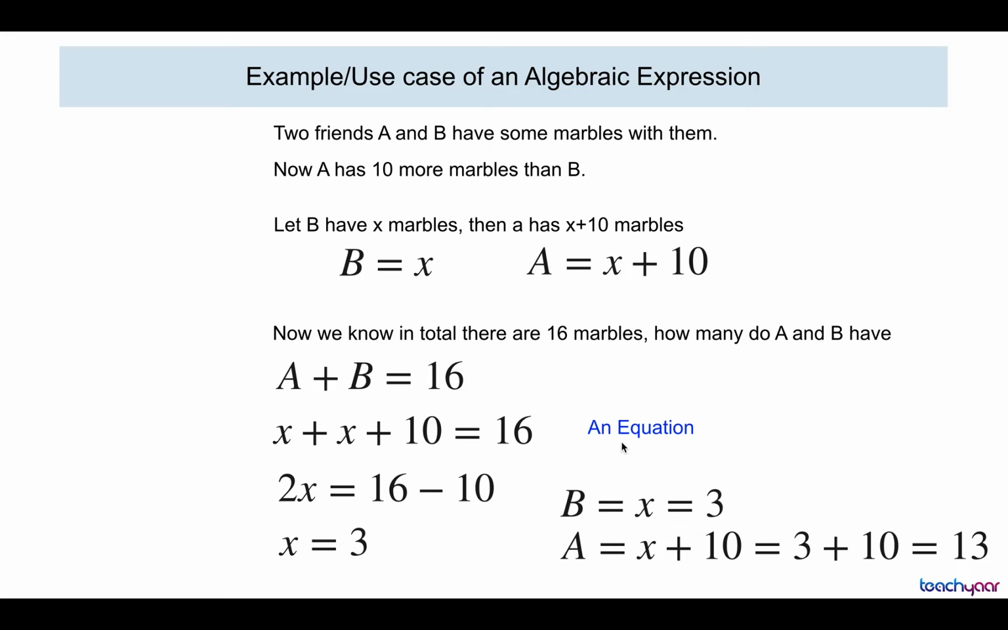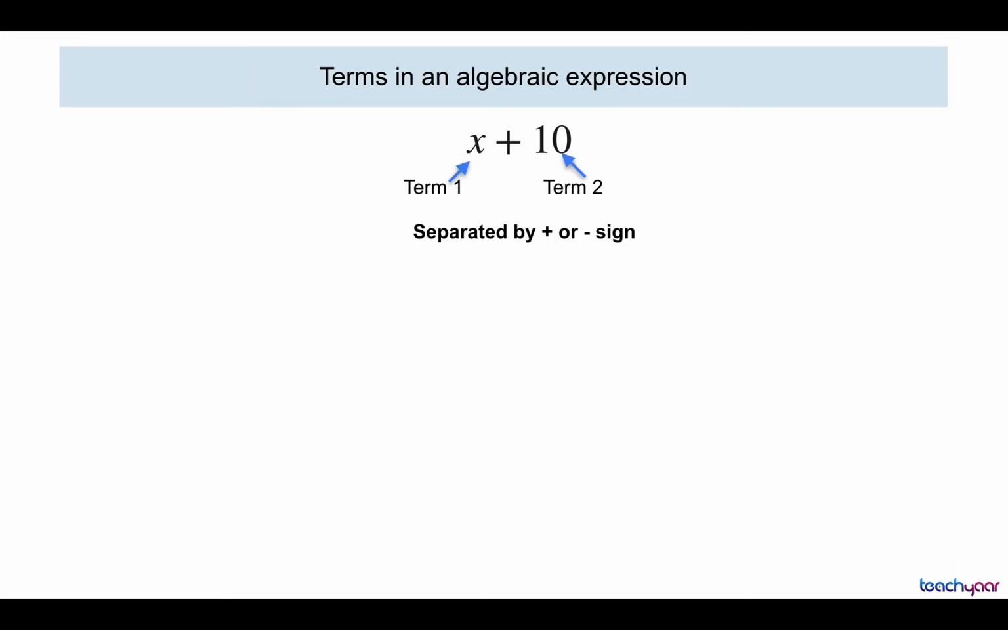But in this video now we're going to focus on expressions. So the next thing you need to understand is what are the terms in an algebraic expression. I've given you this expression x plus 10. What you see here is there are two terms: term 1, which is x, and term 2, which is 10. Now how have we decided that these are the two terms? The answer is simple.